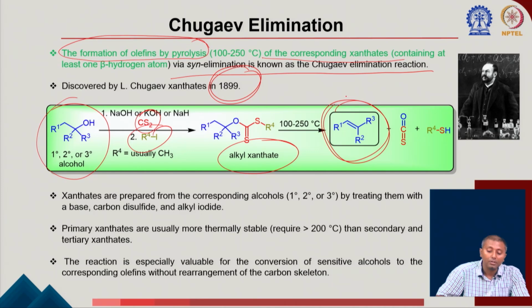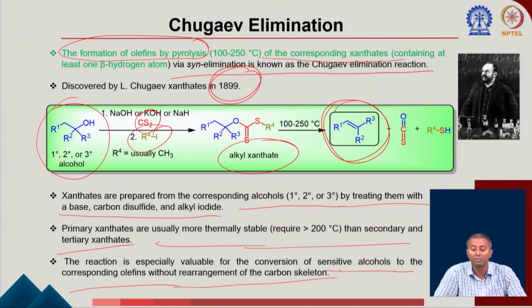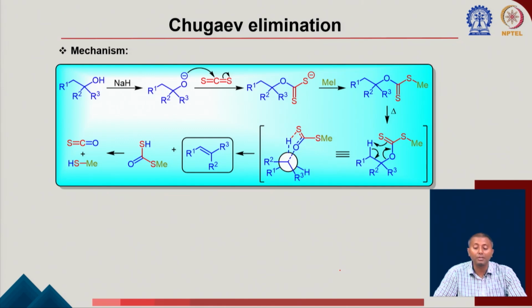The xanthates are prepared from the corresponding alcohol by treating with a base, carbon disulfide and alkyl iodide. Primary xanthates are usually more thermally stable compared to the secondary and tertiary. As you can see, in the case of secondary and tertiary, the reaction happens faster compared to the primary. Again, it is a very important reaction for conversion of a sensitive alcohol to the corresponding olefin without rearrangement of the carbon skeleton. Okay, so let's try to learn the mechanism.